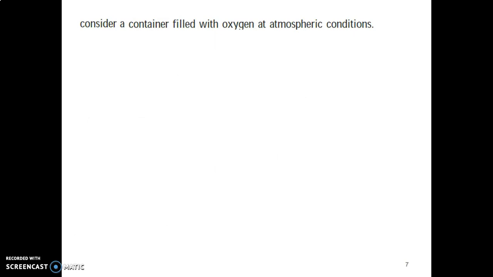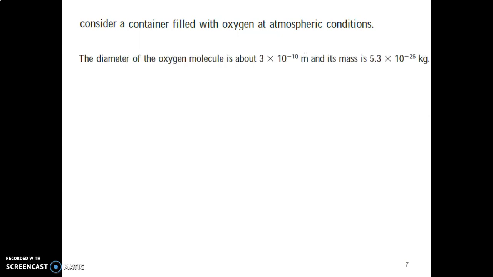Consider a container filled with oxygen at atmospheric conditions. We all know that oxygen is a gas, which is basically a fluid. Now, oxygen gas is filled inside a container. Certain values will be specified here, but this is only for the sake of example. You students don't need to memorize these values from an exam point of view. For the exam, you only need to explain this as a conclusion; the values are not required.